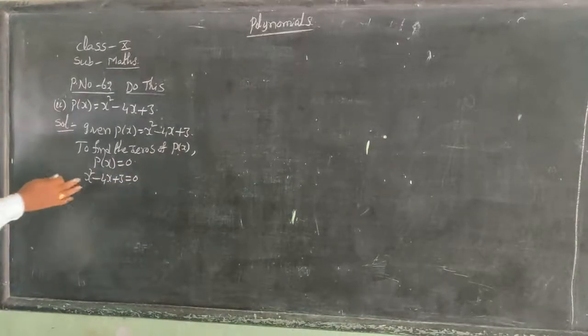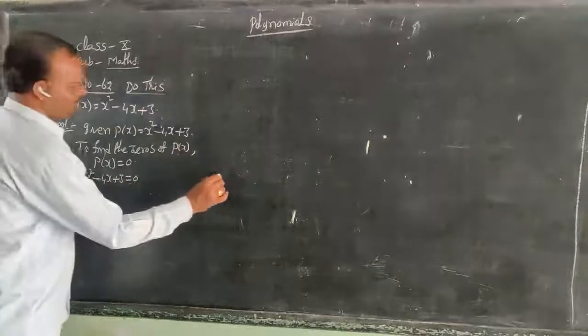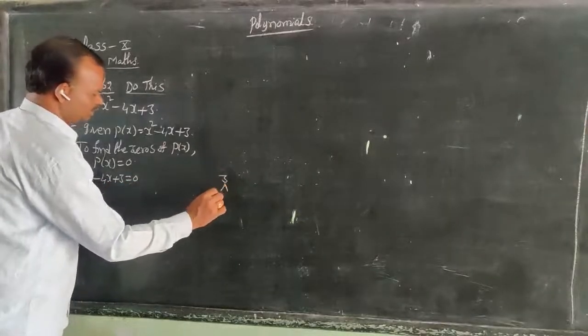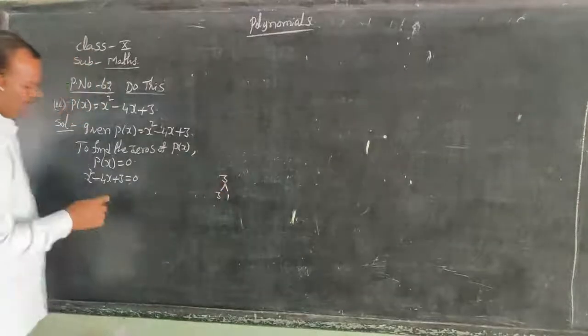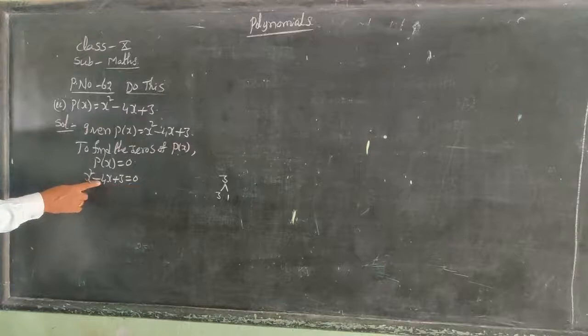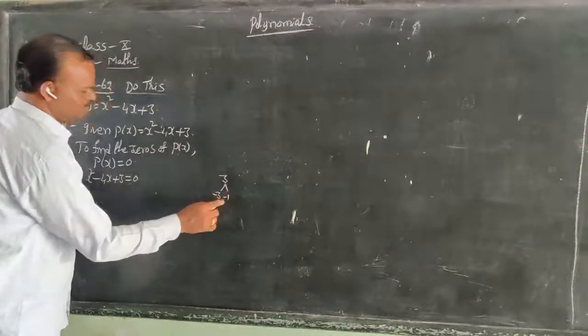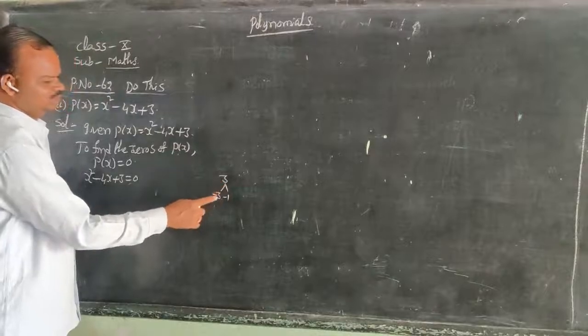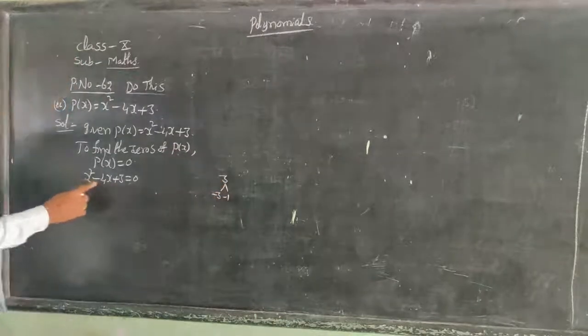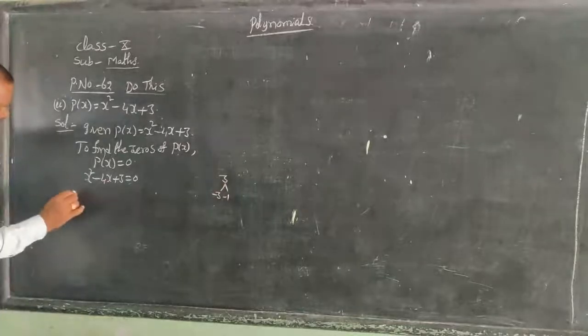Here the factors, multiplying the values, are 1 into 3. 1 into 3 is 3. The values are 3 ones are 3. 3 plus 1 is equal to 4. But here the value is minus 4. That means minus 3 into minus 1. Minus into minus is plus, 3 ones are 3. Minus 3 minus 1 is equal to minus 4. So the factors are minus 3 comma minus 1.